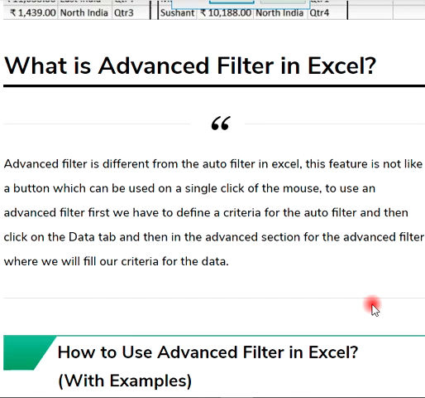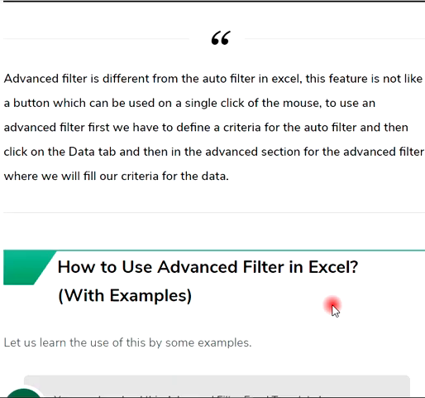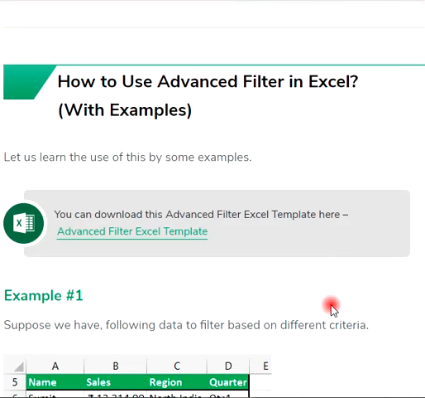Advanced filter is a different form of auto filter in Excel. This feature is not like a button which can be used on a single click of the mouse. To use an advanced filter, first we have to define the criteria for the filter, and then click on the Data tab, and in the Advanced section for the advanced filter we fill in our criteria for the data. Now here is the first step of how we can apply the advanced filter.